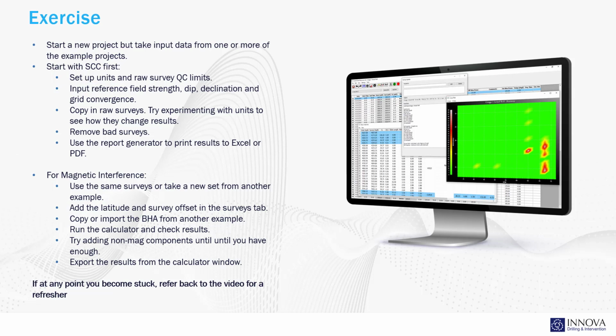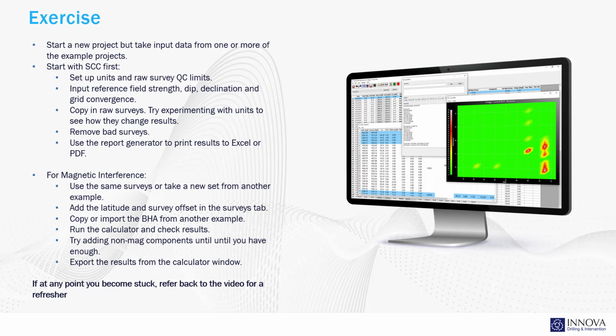Start with a short collar correction first, set up your units and your raw survey QC limits, and then take the reference field strength, dip, declination, and grid convergence from one of the other examples. Copy in some raw surveys from one of the examples that has some raw surveys available, so either the short collar correction example itself or one of the complete examples. Try experimenting with units to see how they change the gravity field strength, magnetic field strength, and dip results.